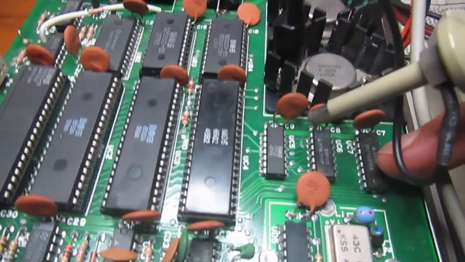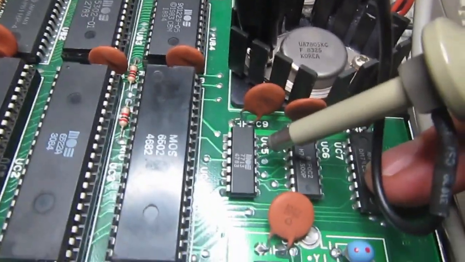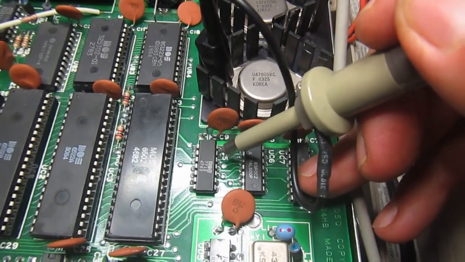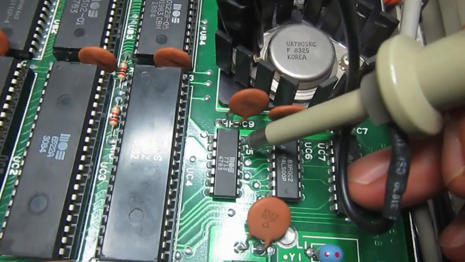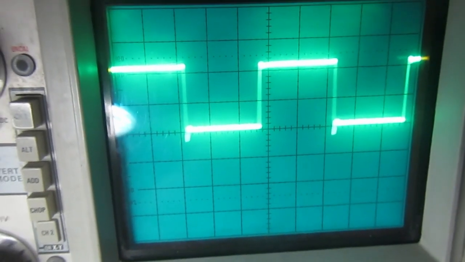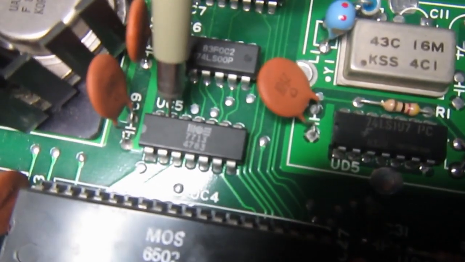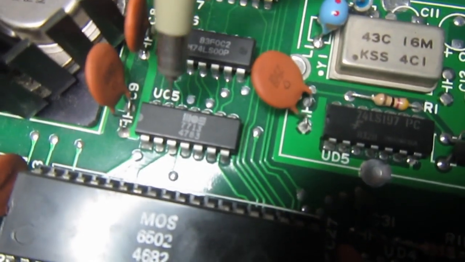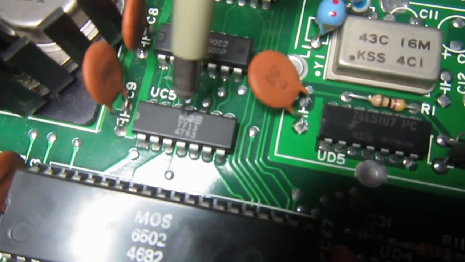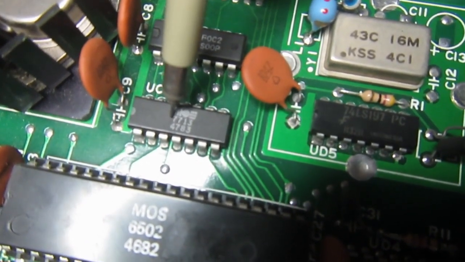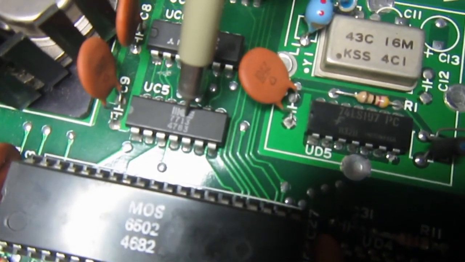And according to the schematic, it should come from this inverter on pin 12, and of course there is no signal there, but on the input of the inverter, which is on pin 13, there is the phase 2 clock. So this is a MOS Technology 7713, which I don't remember what it is, but according to the schematic, this should be an LS04 inverter, so probably I will change this one as a first try.